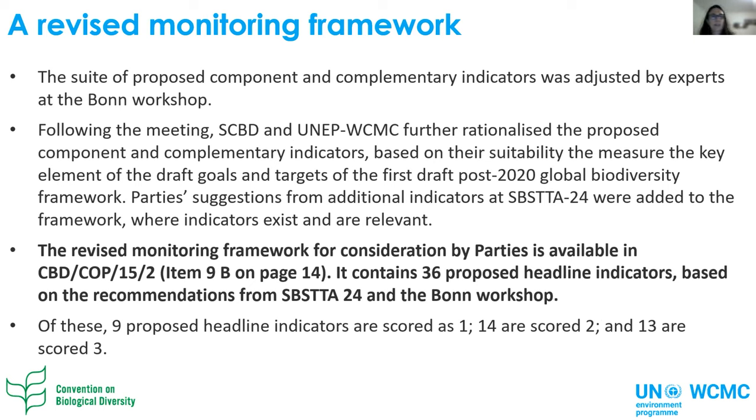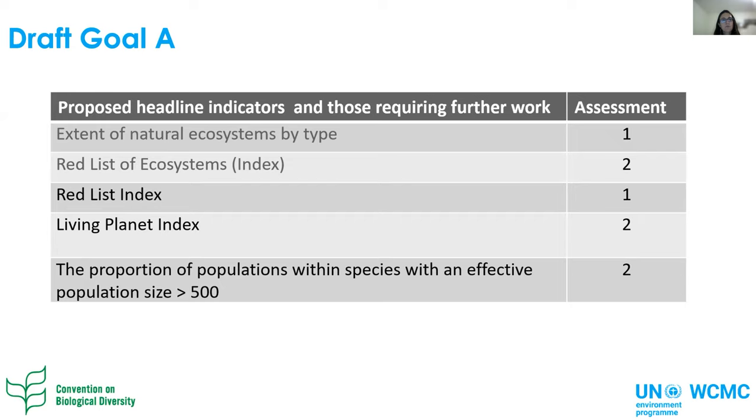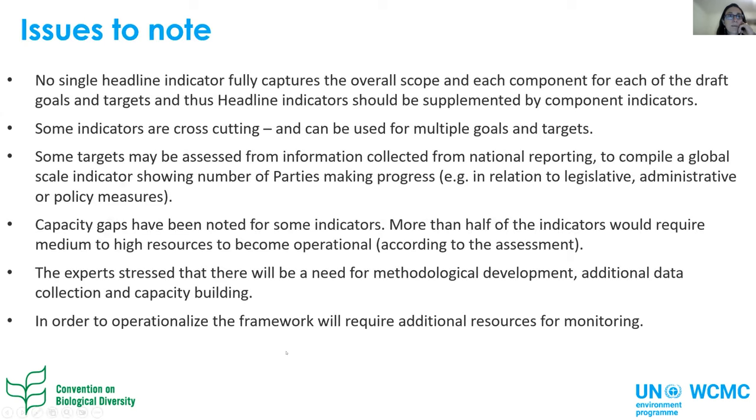Now this is the indicator list that is going forward to COP. There are headline indicators related to genetic diversity in goal A, which is the proportion of populations within species with an effective population size greater than 500. Additionally, there are a number of other complementary indicators that relate to genetic diversity. I will leave it at that and hand over to Sean and Linda.